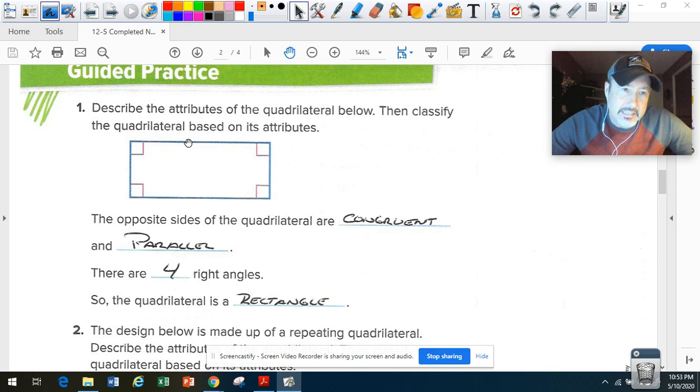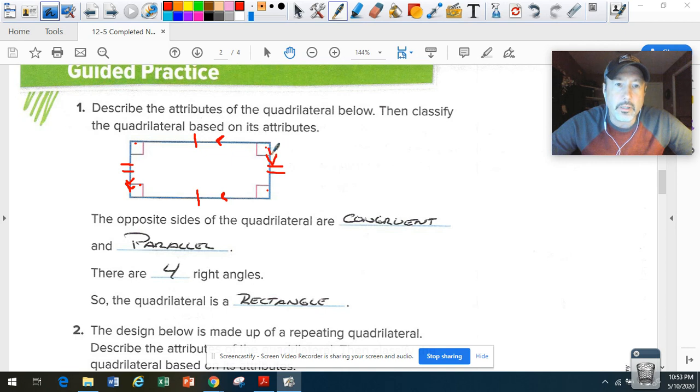Well, let's see here. As we take a look here, this side here looks like it's congruent to this side. And this side here looks like it's congruent to this side here. And it says we have 90-degree angles here, 90-degree there, 90-degree there, 90-degree there. These here are also parallel. Okay, and then these are parallel here.